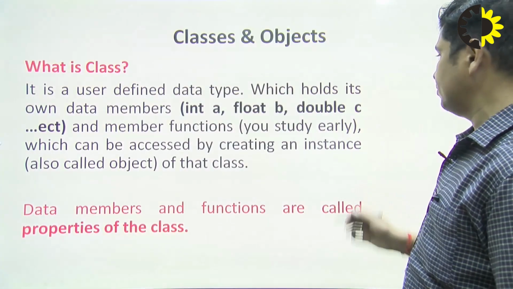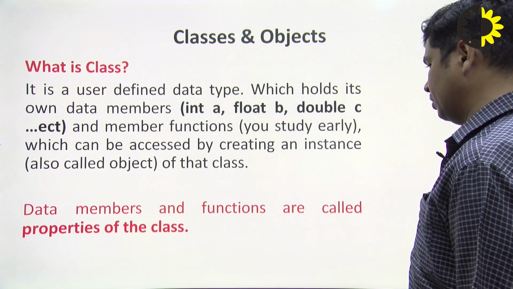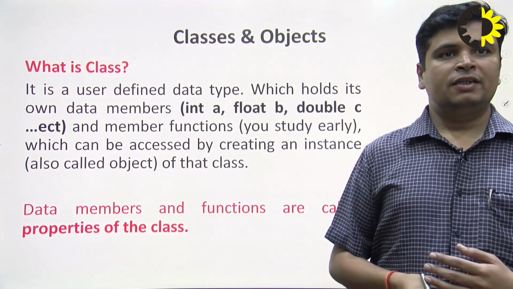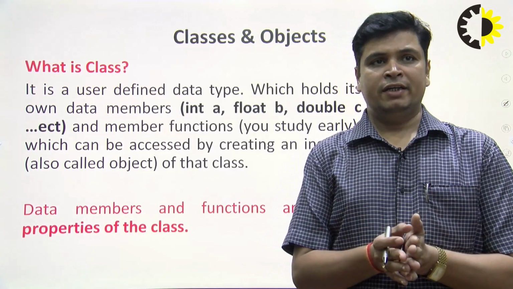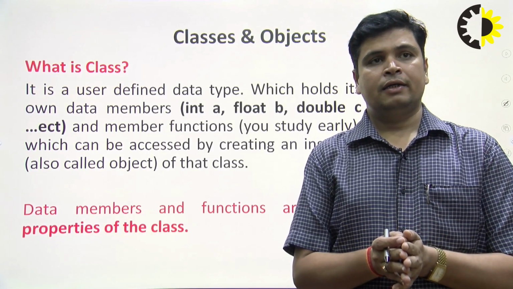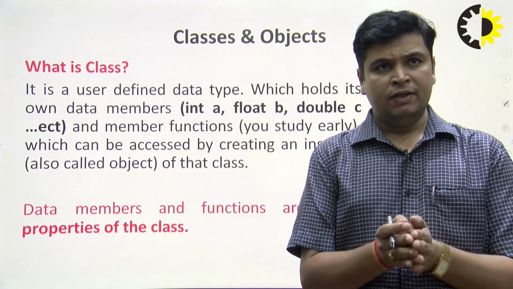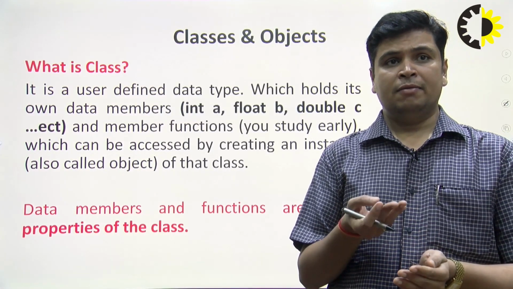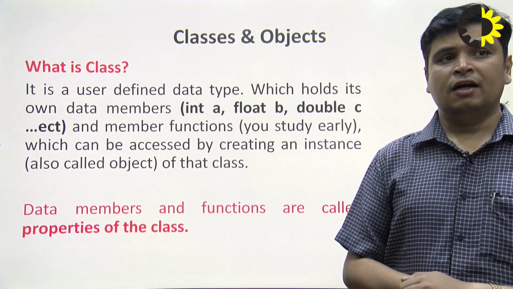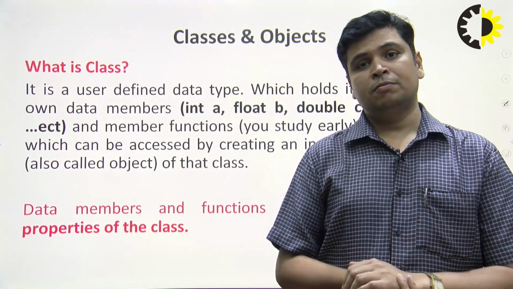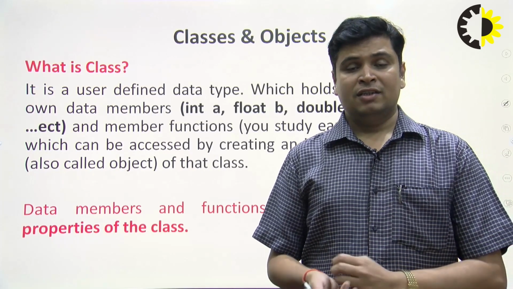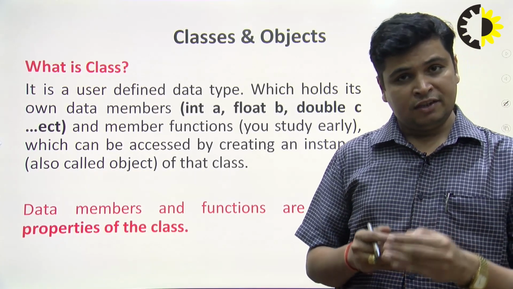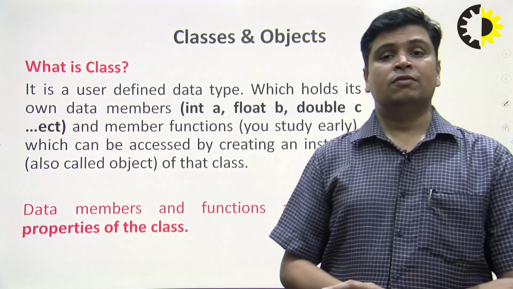Now, if we are talking about class, basically a class is a user defined data type, and every class contains some data fields and methods. These data fields and methods defined inside the class are accessible by the object of a particular class. Second thing, the data members and the functions declared inside the class are also called the properties of a particular class.